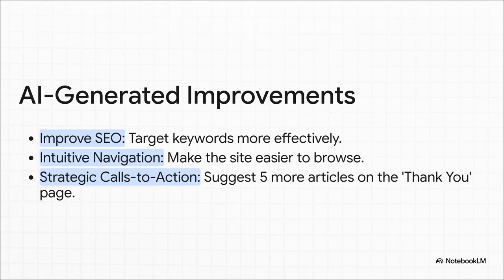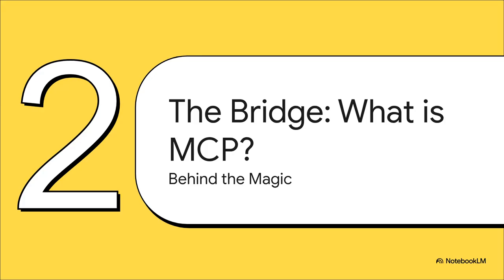Okay, but it doesn't even stop there. And honestly, this next part is the real game changer. The AI doesn't just give you data, it gives you strategy. It's suggesting SEO improvements, making the site easier to navigate. And look at this. It even comes up with a super specific, brilliant idea for a call to action on the thank you page. This is where you see the leap from just spitting out data to providing real, actionable intelligence.